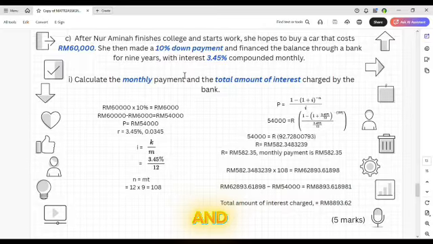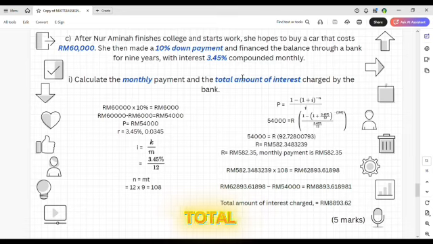Hello, my name is Yahya and I will explain question C. Nur Amina finishes college and she wants to buy a car that costs 60,000. She makes a 10% down payment and finances the balance through a bank for 9 years with interest 3.45% compounded monthly. So from this question we know that T equals 9, K equals 3.45% and M equals 12. So these are all very important values.